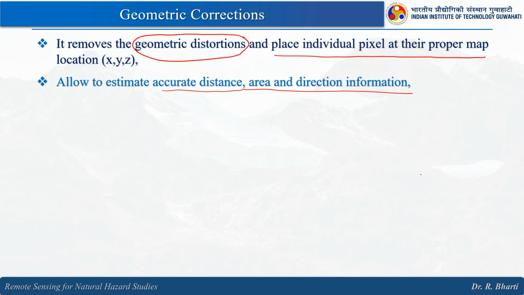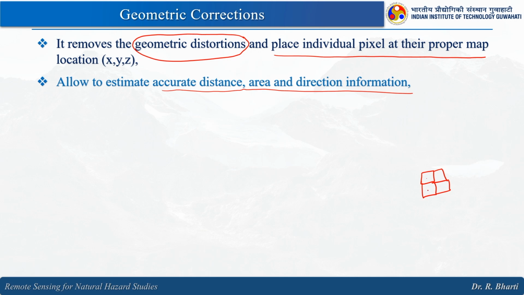And once you have the appropriate size of the pixel, that means you can say that 4 pixels covering the water body, so the 4 pixels means 4 into 30 by 30 meter, that is the area covered by the water body, right. So the area estimation is very easy when you have the proper map location and the size of the pixel.